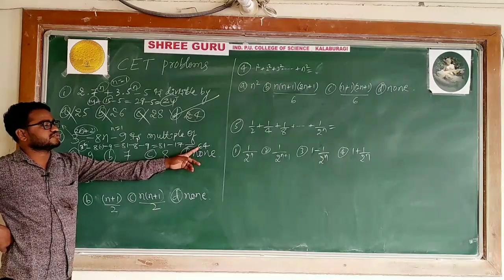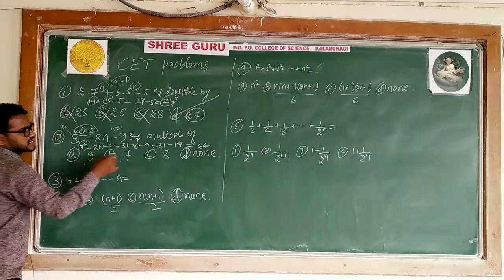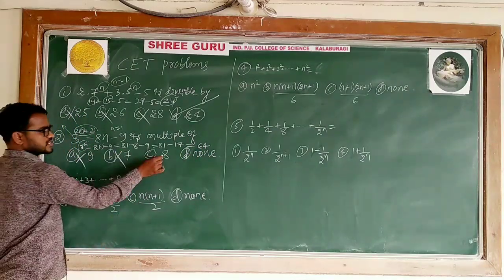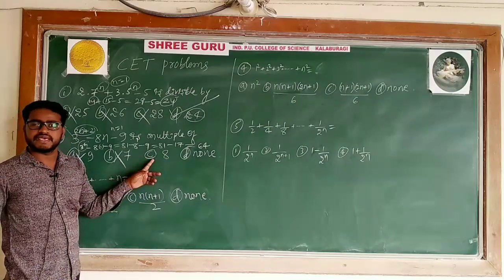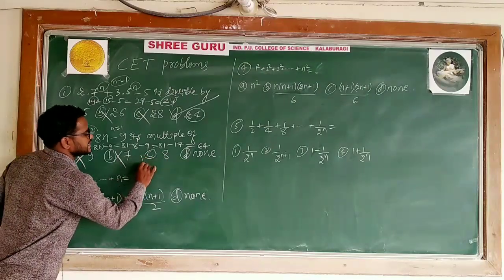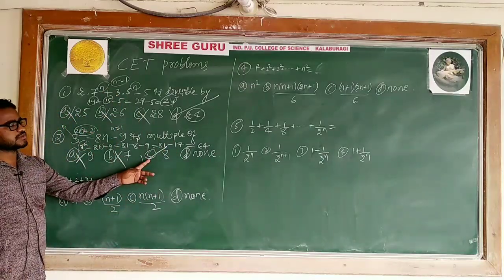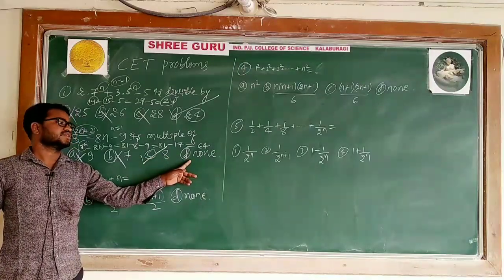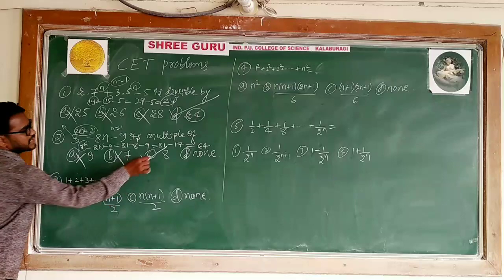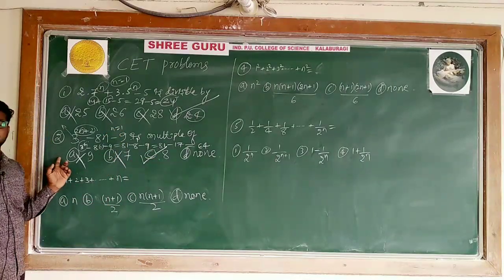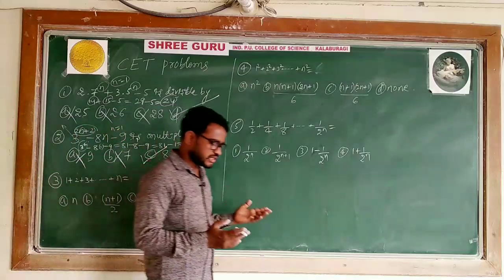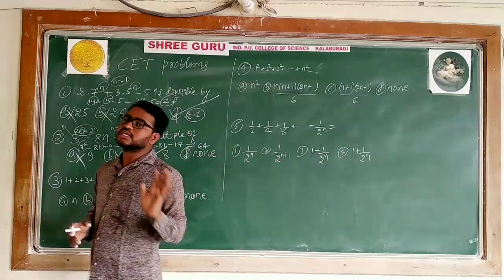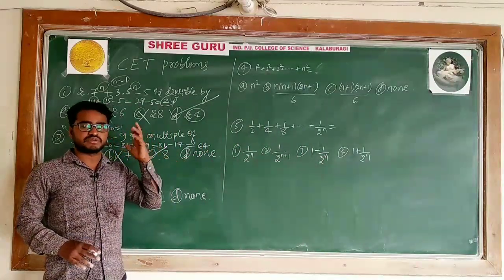So 64 is divisible by 9? No. 64 is divisible by 7? No. 64 is divisible by 8? Yes, 8 into 8 is 64, definitely. So what is the option? C is the option. It is divisible by 8. None of these is not necessary. If this were also false, in that case I would say none of these. So on the basis of 64 being divisible by 8, we can decide. Here we are not proving, it is not like n is equal to 1, n is equal to k, n is equal to k plus 1. In the case of theory, don't do it like this, because those are 5 marks questions.